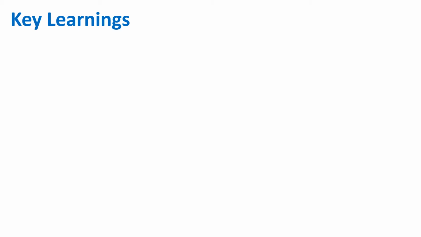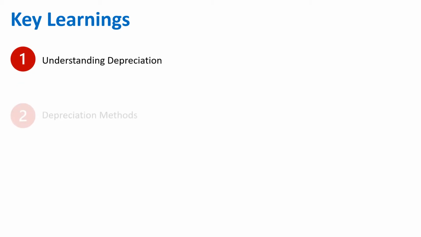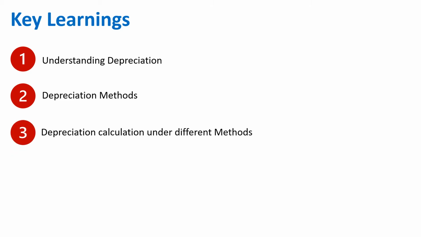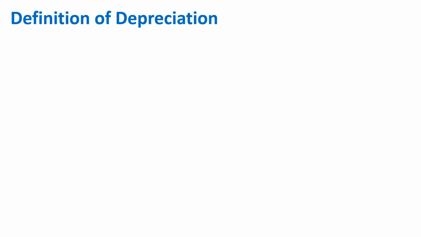So in this particular session what we are going to learn is understanding depreciation. We'll understand the meaning of depreciation, depreciation methods, what are the methods allowed and practiced by the corporates, and depreciation calculation under different methods. Under different methods we need to see how the depreciation is calculated and how it differs from each other. And the last is the requirement under Ind AS 16. So we'll see any particular law or specific activity which has been defined by Ind AS 16 in relation to depreciation. So let's understand the definition of depreciation.